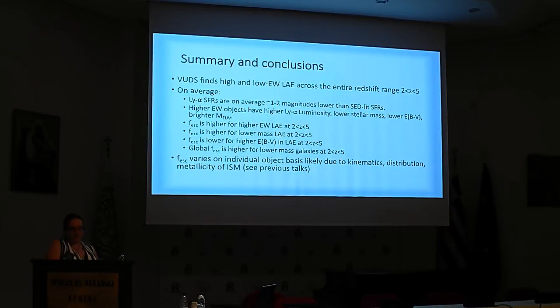The escape fraction is higher for lower mass Lyman alpha emitters. It's also lower for higher dust content in Lyman alpha emitters. And the global escape fraction would be higher for lower mass galaxies as well.